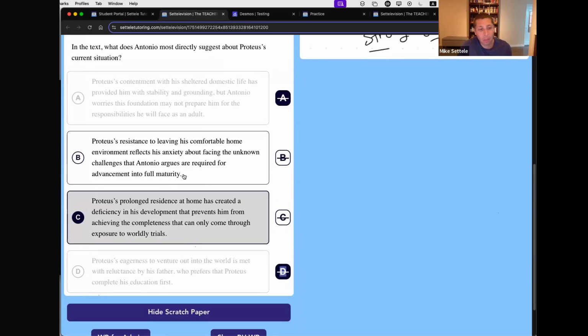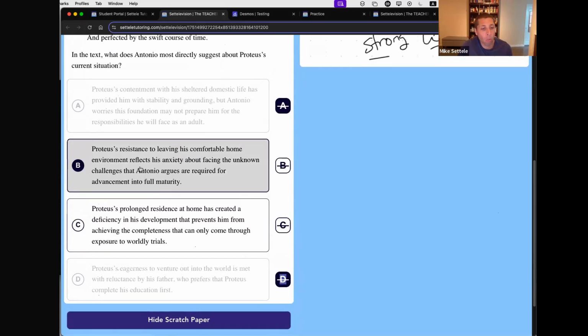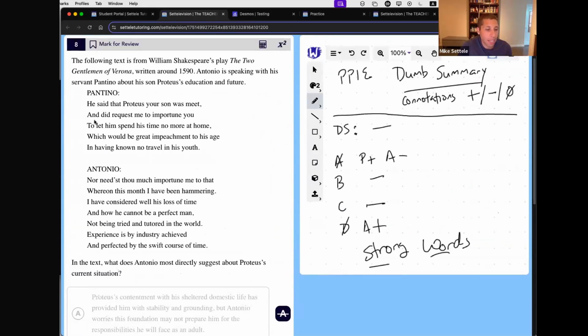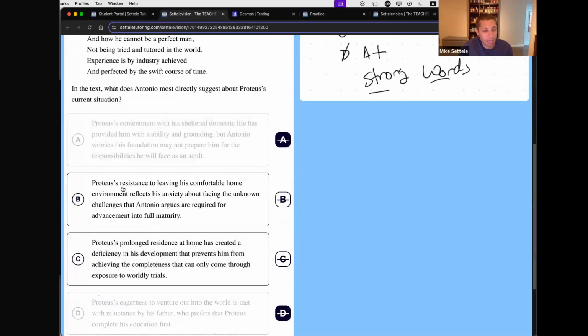But if I were to bound down to between B and C, I'm again looking for strong words. Proteus's resistance to leaving home, that's a pretty strong thing. That's a big claim. And again, we said it seems like he's requesting to be allowed to leave. So is that resistance to leaving his comfortable home? I don't think so. So the second part might be right, but the first part is not. And that's all ultimately what we're doing. Whereas here, C is what I would say is a weaker answer choice. Notice it's much more just about Antonio. It's not even really about Proteus's views at all.